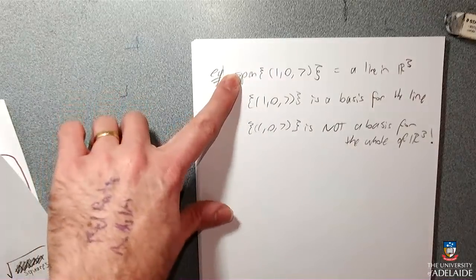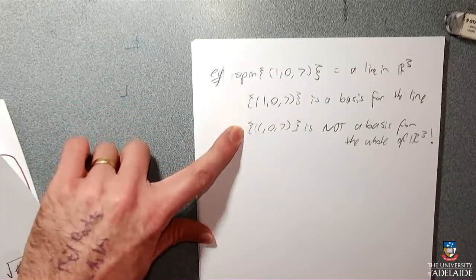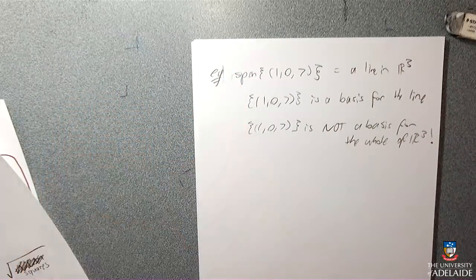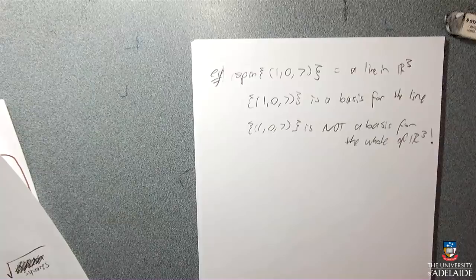Okay, that's a line. This is a basis for that line, but it's not a basis for the whole of R3 because it doesn't make the whole of R3, it only makes the line. It's a little bit like saying that a basis for my name would be the letters D and A and V and I, but they're not a basis for the whole of all possible names, just my name. That's the idea.